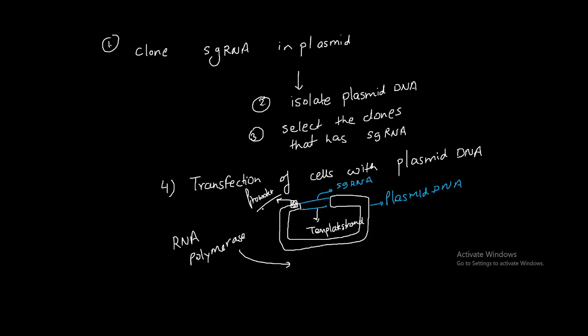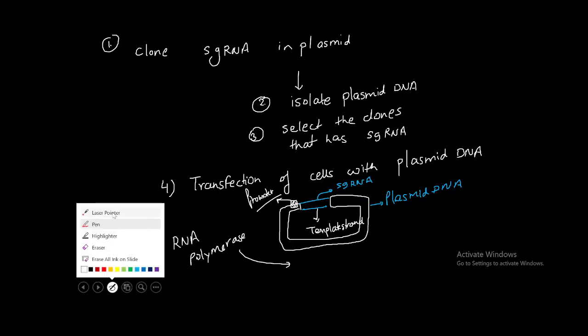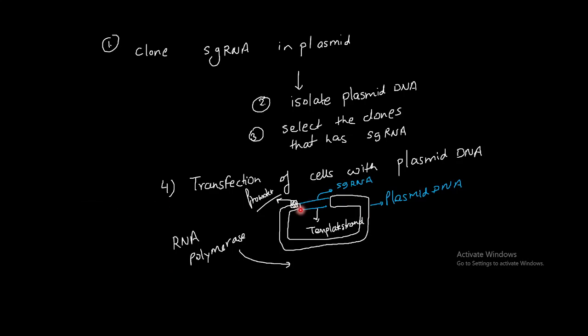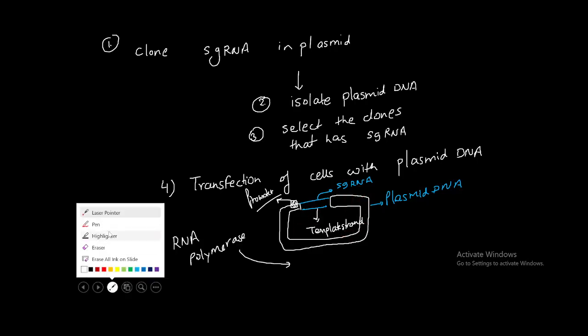So RNA polymerase will bind to this promoter region, and this particular sequence, the other sequence, it will utilize as a template strand. Okay, so this RNA polymerase will bind to this template strand, and therefore it will produce the complementary sequence of this template strand, which will be nothing but the sgRNA. Now what will happen?